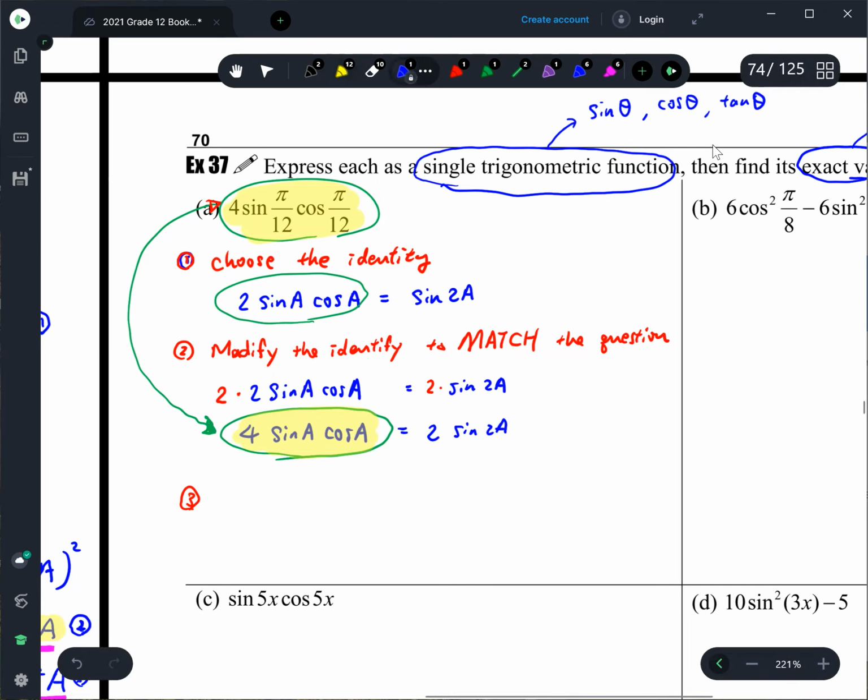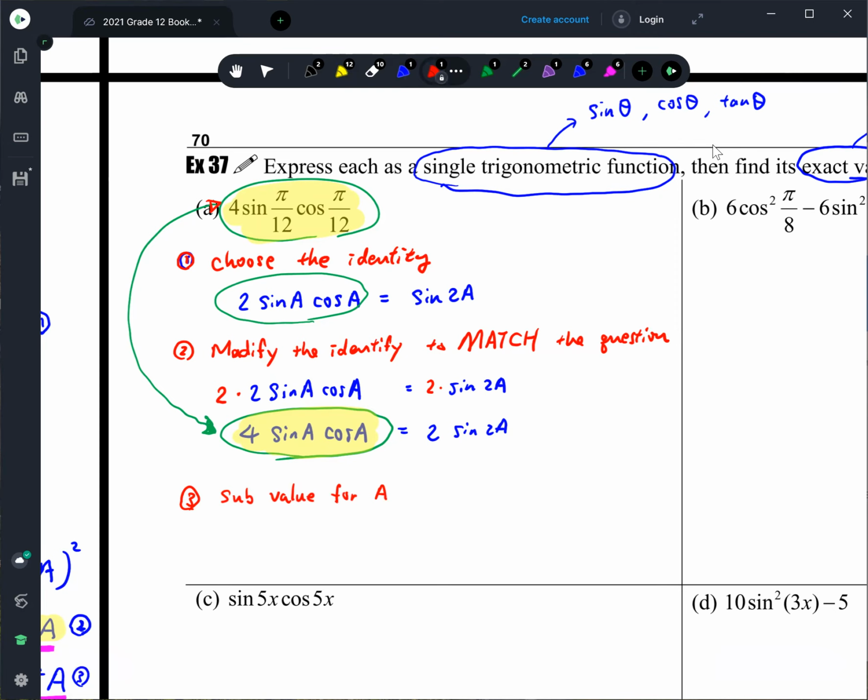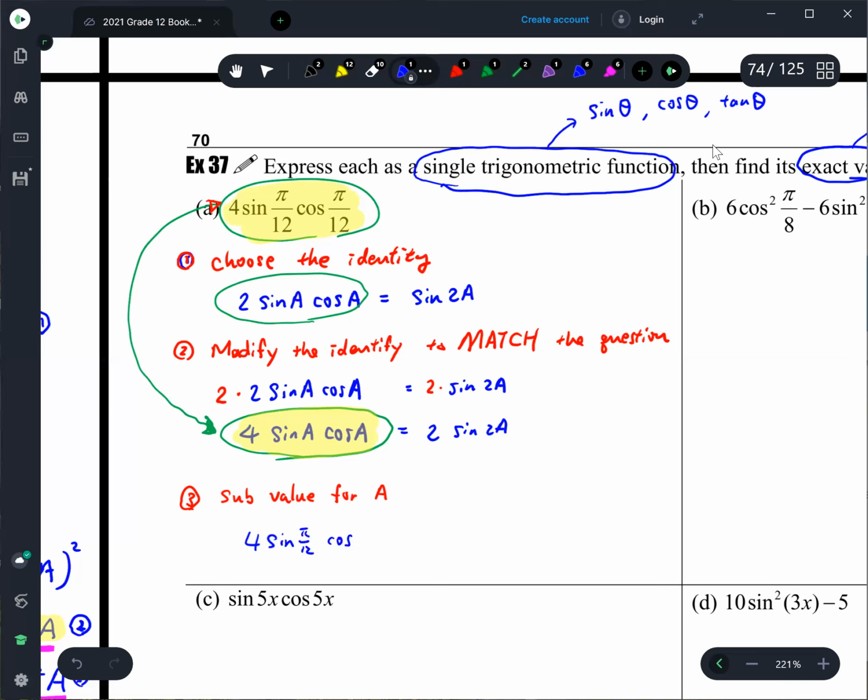All right. So once you recognize that now it matches and our angle A is that, the final step is to sub the value into A. But first you need to recognize A has to be pi over 12 for this one. So this is the question. I'll copy the question one more time. Okay, I know A is pi over 12, so I sub it in. So equal to 2 sine of 2 times pi over 12.